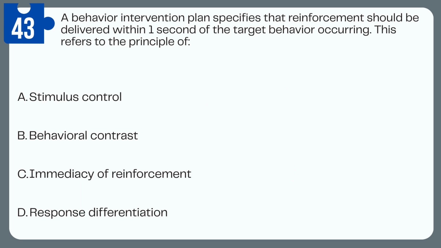Question 43. A behavior intervention plan specifies that reinforcement should be delivered within 1 second of the target behavior occurring. This refers to the principle of A. Stimulus control. B. Behavioral contrast. C. Immediacy of reinforcement. D. Response differentiation.